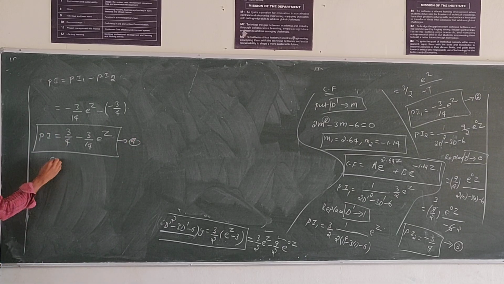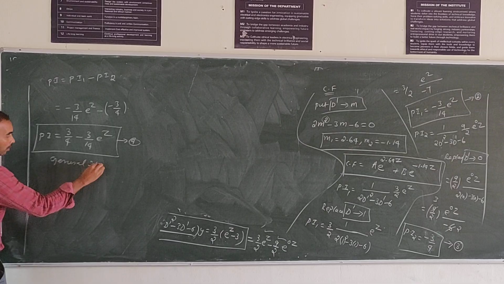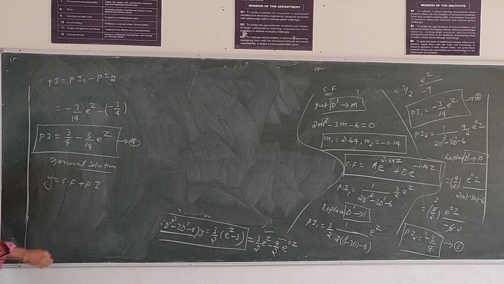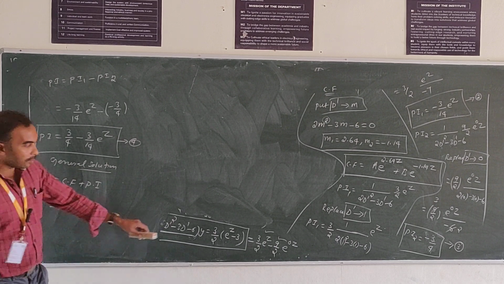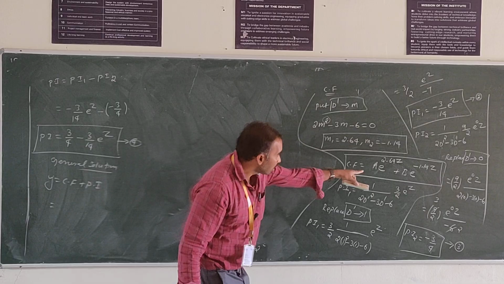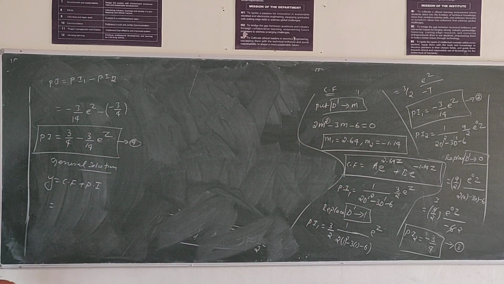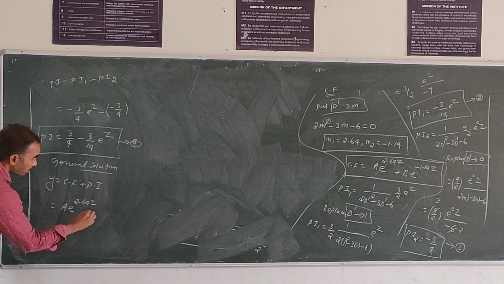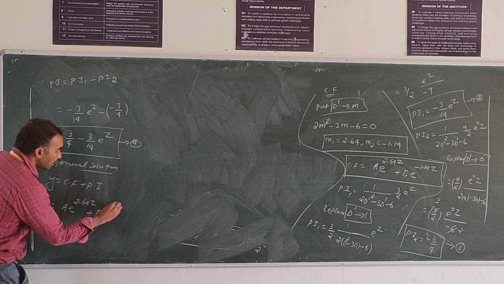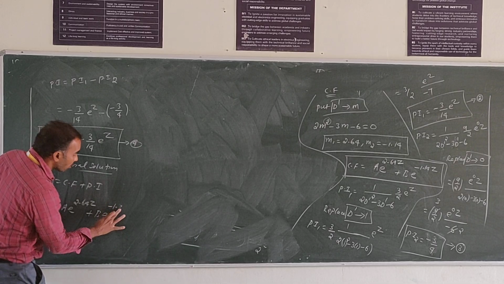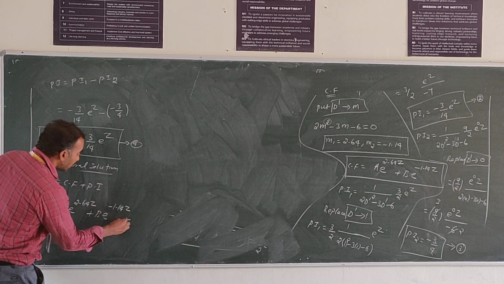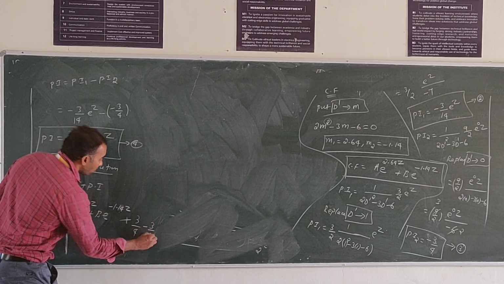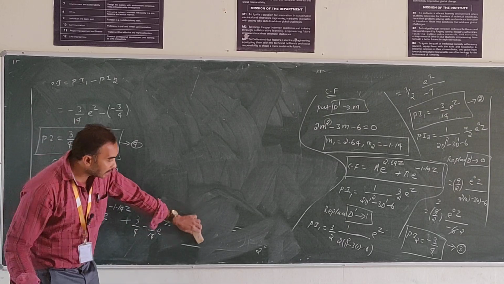Next, general solution. y equals complementary function plus particular integral. What is the complementary function? A e power 2.64 z plus b e power minus 1.14 z, plus the particular integral, 3 by 4 minus 3 by 14 e power z. So this is in z form. We will convert that into x form.